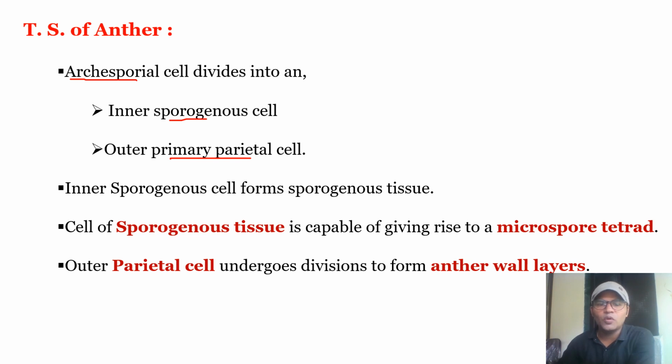Now these inner sporogenous cells will give rise to the microspore tetrad. This microspore tetrad is also said to be the pollen grain. Another name of microspore is nothing but pollen grain. And why are they said to be tetrad? Because they are present in a group consisting of 4 microspores in a single group. That's why they are called tetrad. And outer parietal cells will undergo divisions to form anther wall layers, which cover pollen sacs, and these microspores are present within the pollen sacs.